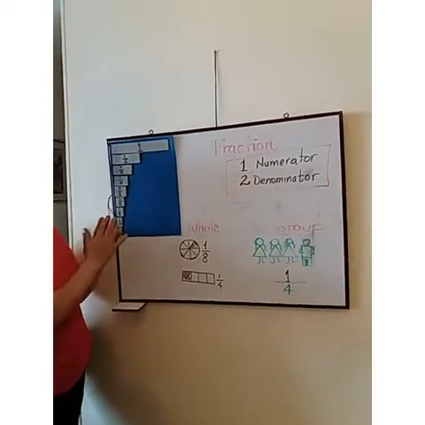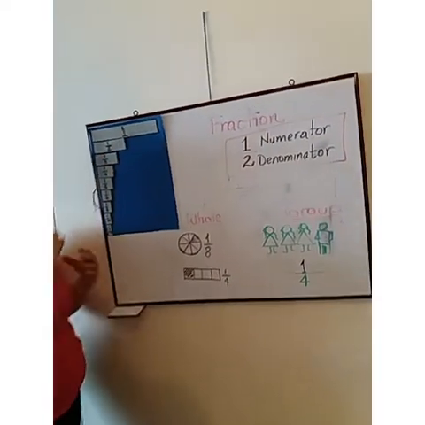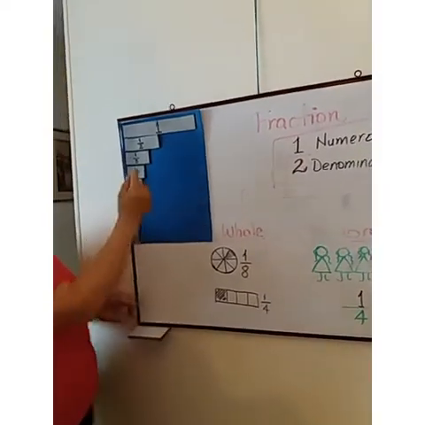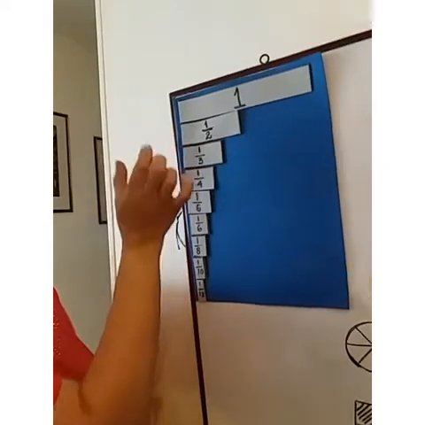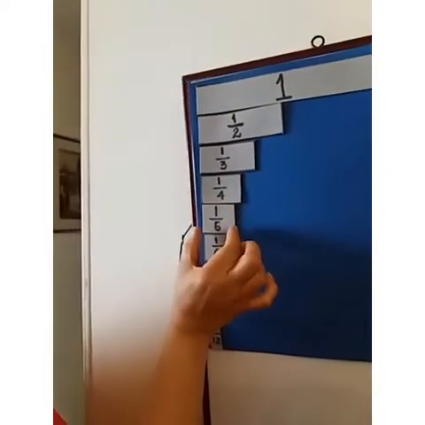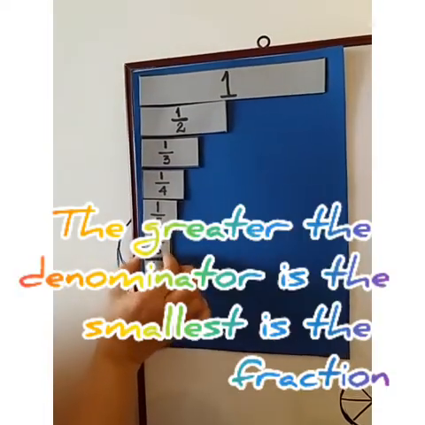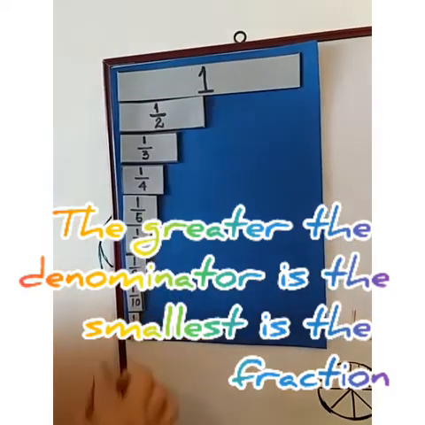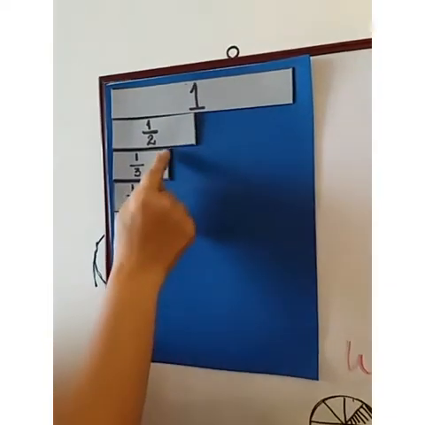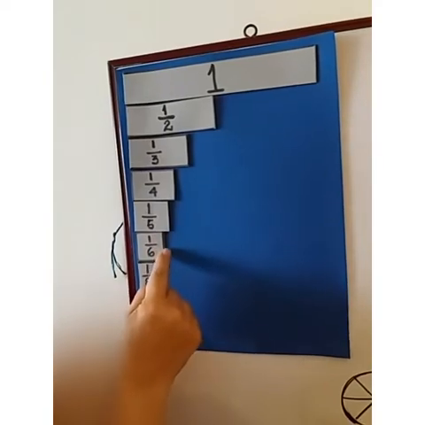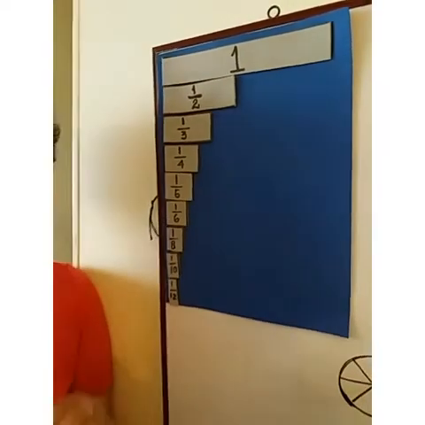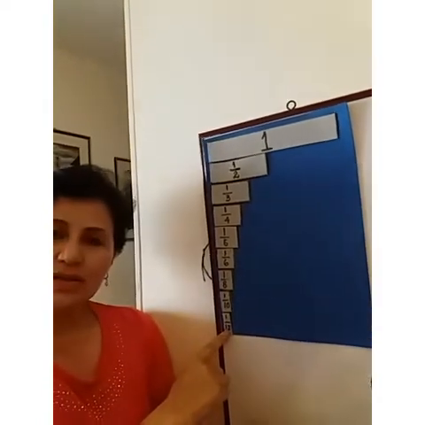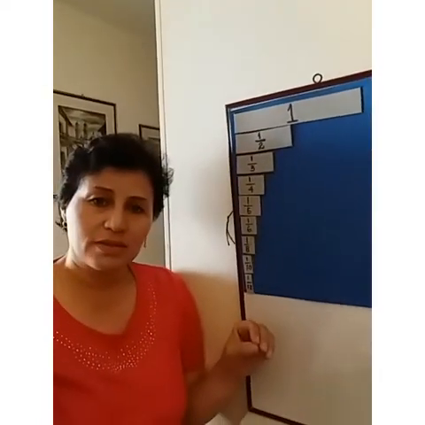Now, let's see. If this represents the unit, and I divide that unit into 2 equal parts, then I cut it into 3 equal parts, 4 equal parts, 5 equal parts, 6 equal parts, 8, 10, and 12. You see that the portion is every single time smaller. That means that the greater the denominator is, the smaller the fraction.